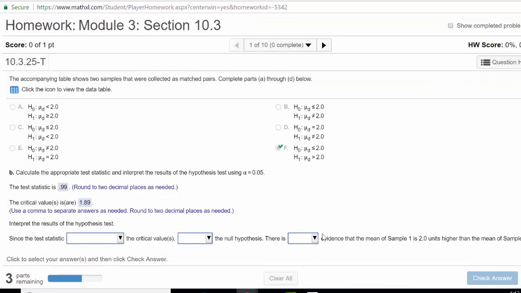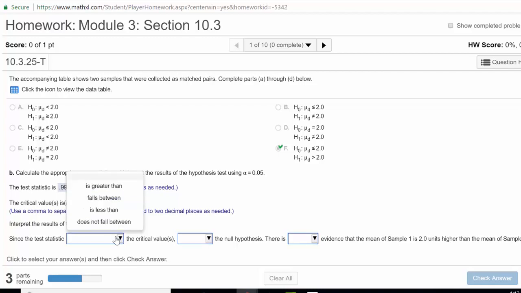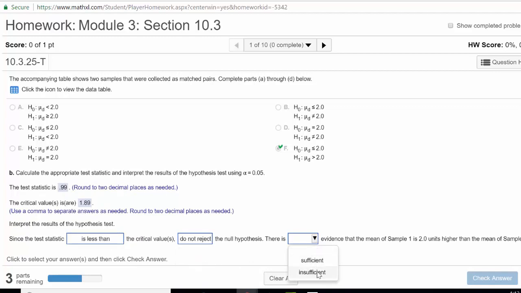Interpret the result. Okay, this value right here is less than that one. It does not fall into the critical region, right? So the test statistic is less than the critical value. We do not reject the null hypothesis. There is insufficient evidence that the mean of sample 1 is 2 units higher than the mean of sample 2.